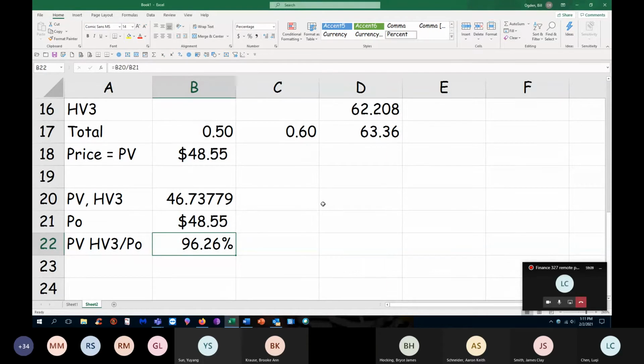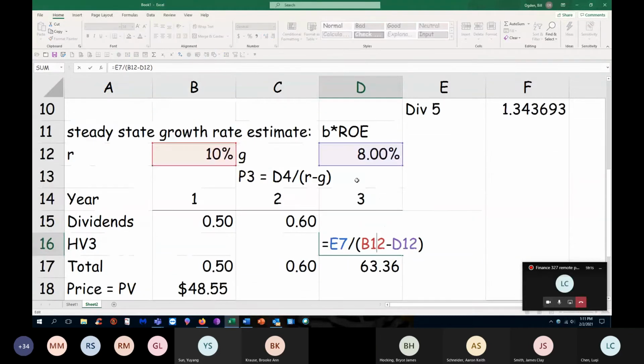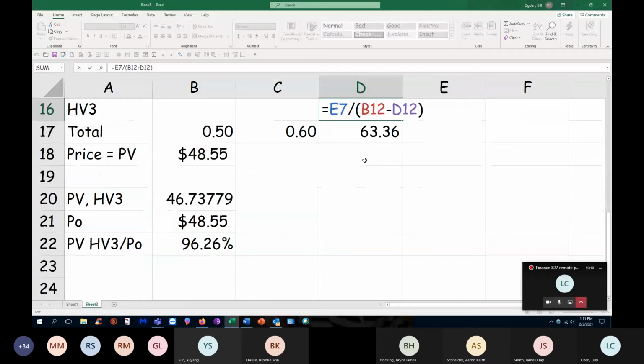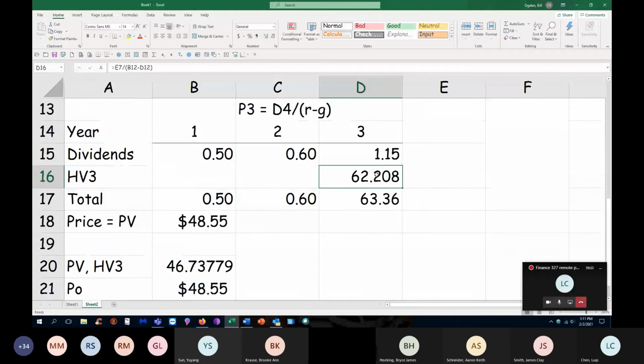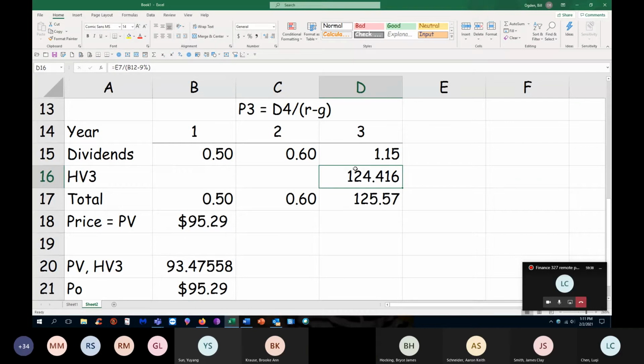Now, why is that a big issue? Why are we even doing this? Let me show you a couple of things. What did we assume here for a growth rate? We assumed 8%, didn't we? What if that growth rate were actually 9? I just misestimated it. So I'm just going to enter a 9% here, if you don't mind. You don't have to do this, but at least follow what I'm doing. If I enter 9%, what kind of a price does that give me? Oh, look at that. 48 to 95, doubled.